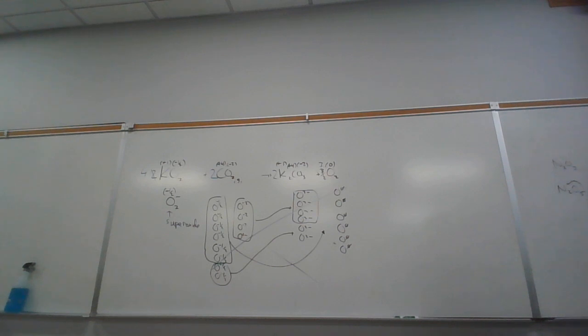Iron ore is impure, okay, iron 3 oxide, Fe2O3. When iron 3 oxide is heated with an excess of carbon, coke, metallic iron and carbon monoxide gas are produced.